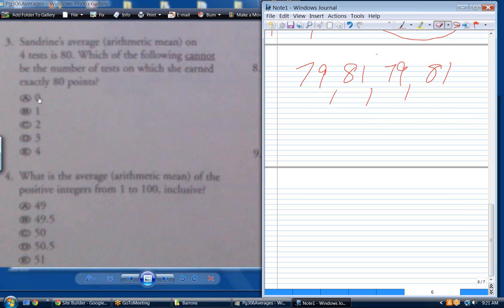So we could definitely do it with 0. Could we do it with 2? Well, clearly I could replace these 2 with 80. So I can do it with 2. Can I do it with 4? I can replace both of those with 80. So the only 2 in question are 1 and 3.